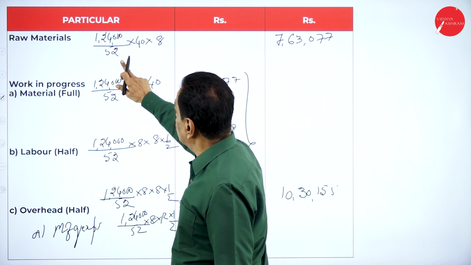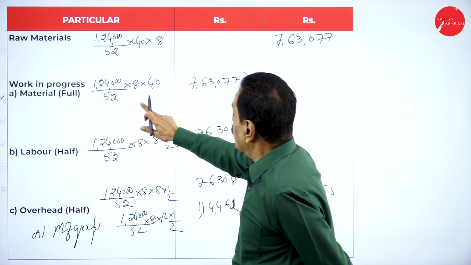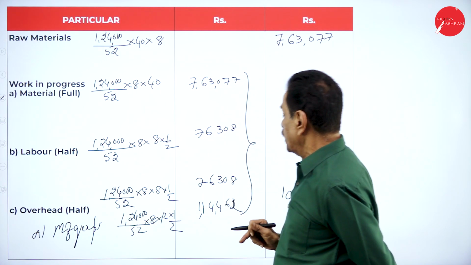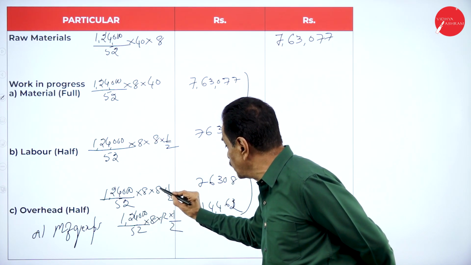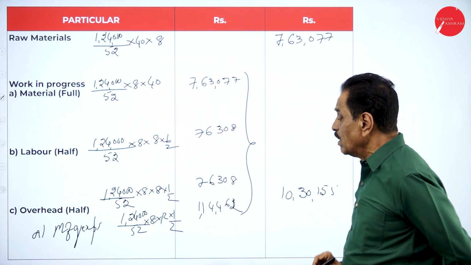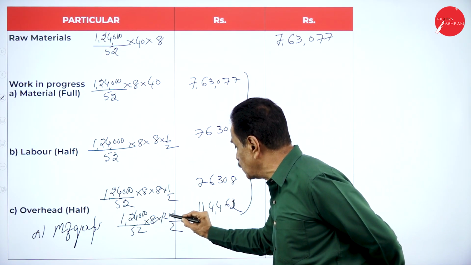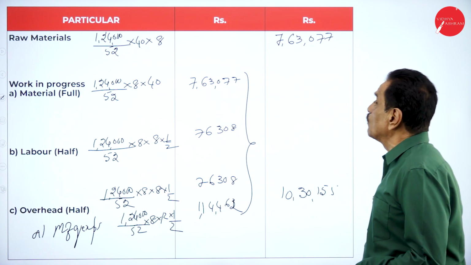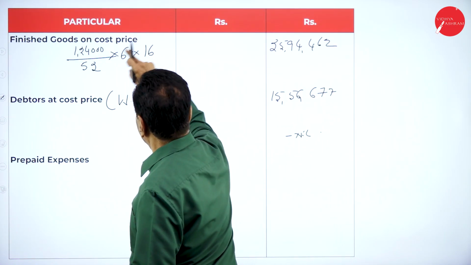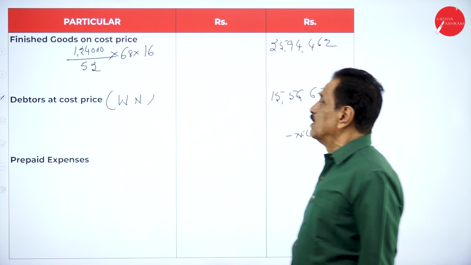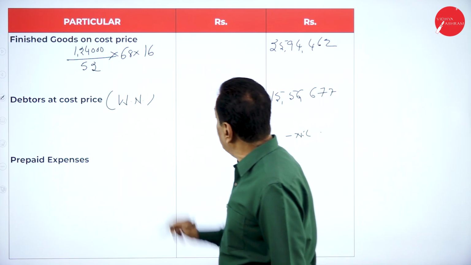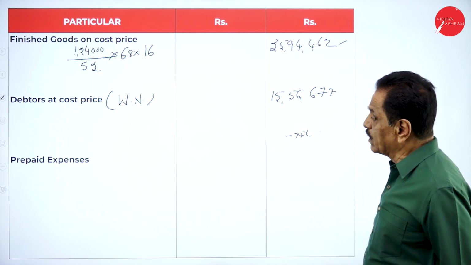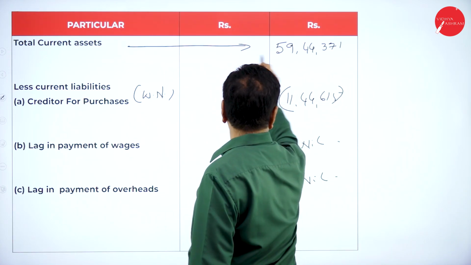One more expenditure, manufacturing expenses. So 1,24,000 by 52 into 8 weeks into 40, plus 1,24,000 by 52 into 8 into 8 into half, then 1,24,000 by 52 into 8 weeks into 12 into half. It will work out. Your work in progress will work out to 10,30,155. Finished goods on the cost price: 1,24,000 by 52, 4 months means 16 weeks at the cost of 68. Debtors, the cost price working out now.